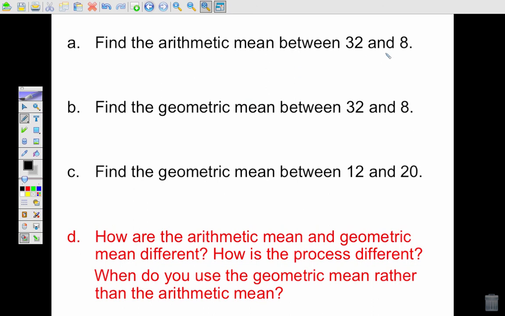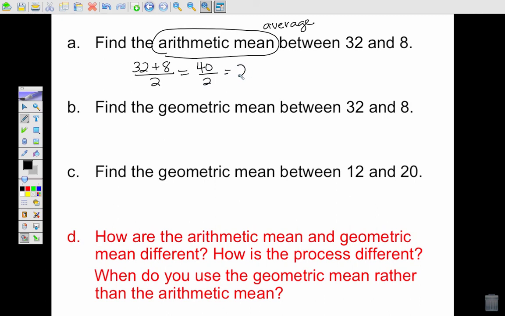Okay, last few examples. Find the arithmetic mean between 32 and 8. Arithmetic mean is what you've been finding since elementary school. All that means is average. And to find average, remember we add the numbers up and divide by however many numbers there are. So in this case, 2. So we have 40 divided by 2, and that is 20. So the average, or the arithmetic mean, is 20. That's all based on addition and division.